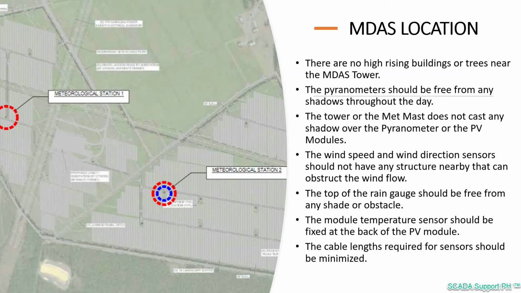The pyranometers should be free from any shadows throughout the day. The tower itself or the met mast does not cast any shadow over the pyranometer or the PV modules. The wind speed and wind direction sensors should not have any structure nearby that can obstruct the wind flow. The top of the rain gauge should be free from any shade or obstacle. The module temperature sensor should be fixed at the back of the PV module. And lastly, the cable lengths required for sensors should be minimized.